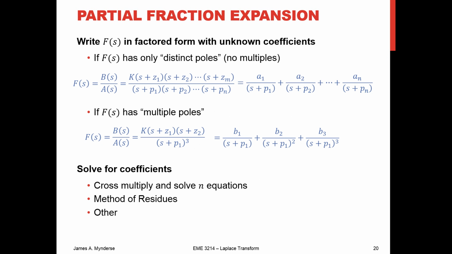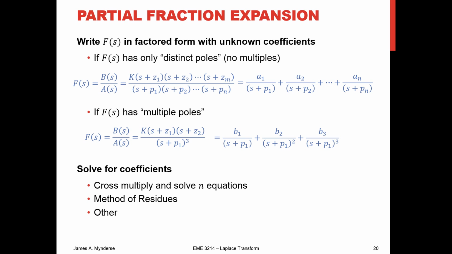So here's an example. If we've got distinct poles, which is to say no repeated roots of the denominator, then F(s) is going to be B(s) over A(s), some product of s plus z's, which are zeros, over s plus p's, poles. Then by partial fraction expansion, that must be a1 over s plus p1, plus a2 over s plus p2, and so forth up to an over s plus pn.